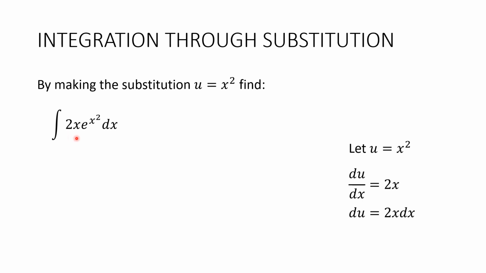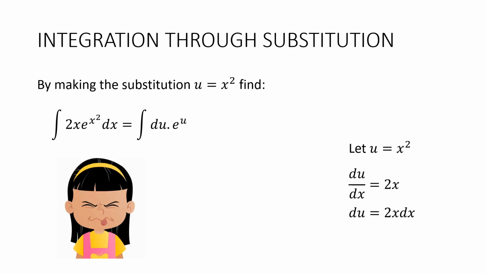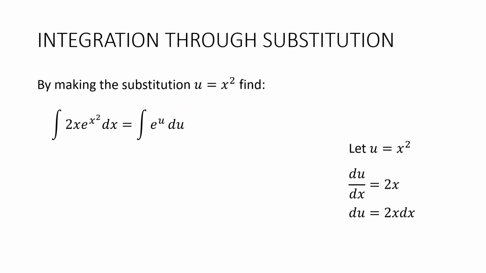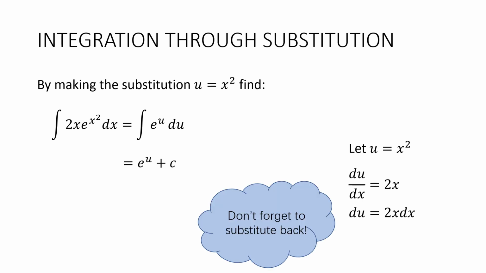I've got 2x dx there, that's going to become du, and e to the x squared, that's going to become e to the u. Now be careful of your order, because this isn't right. Du always has to go at the end, like this. But now, look how easy this integral is. The integral of e to the u du is e to the u plus c. Now don't stop here, you have to substitute back. So instead of u, we want to write x squared.